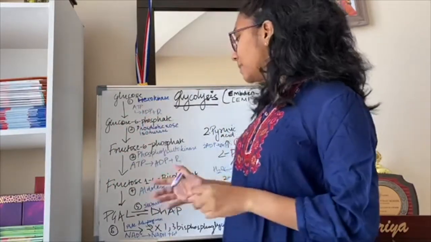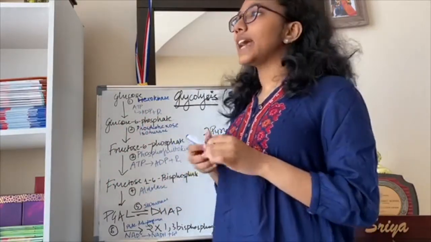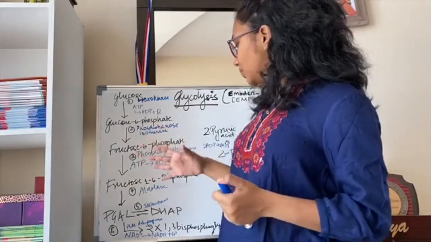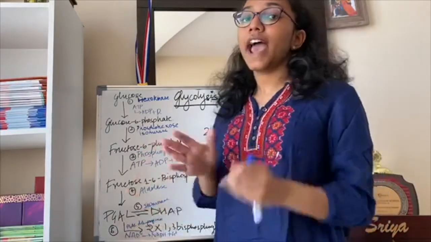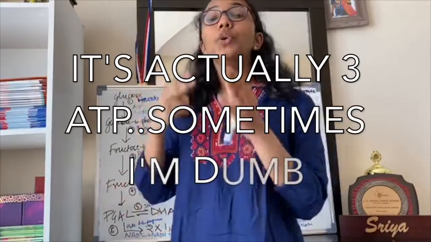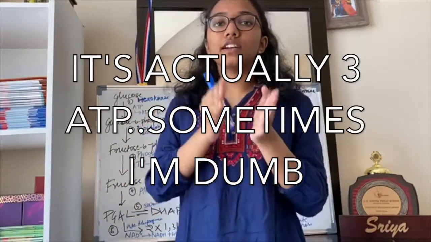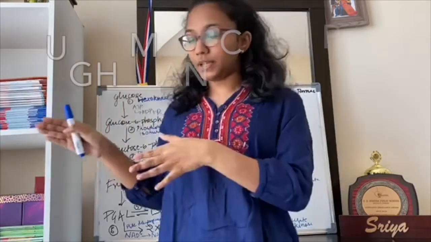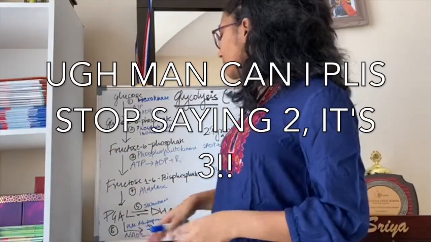Then in the next step, there is another molecule which you have to learn about, that is NAD+. This NAD+ is reduced to NADH plus H+. And when this reaction happens, 2 ATP are released. So 1 NADH corresponds to 2 ATP. Okay, so you can see 2 ATP will be released here.